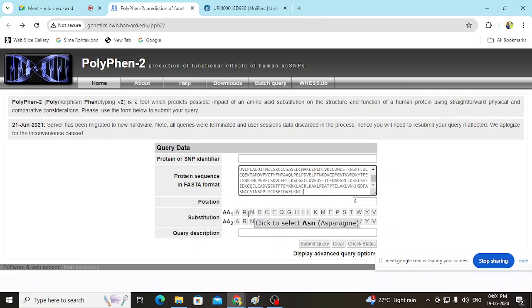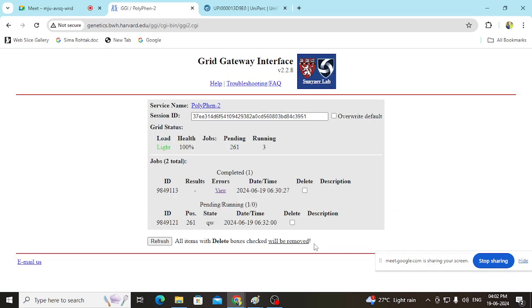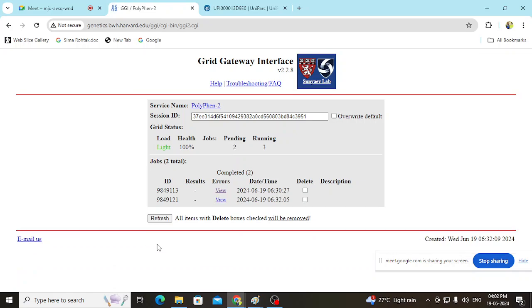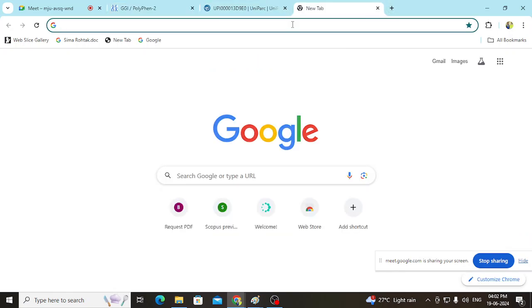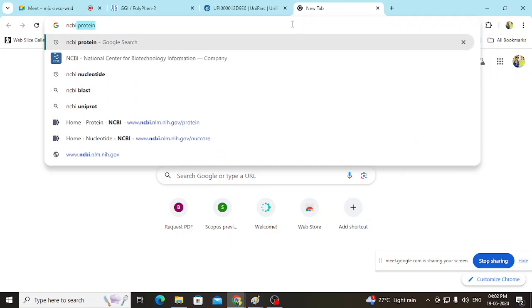Okay, one more time. The 6th amino acid, 1, 2, 3, 4, 5, 6. The 6th amino acid is valine. We are converting it to aspartic acid. One more time we will give. Again the error is being given. So the better option will be to check this usual database only.